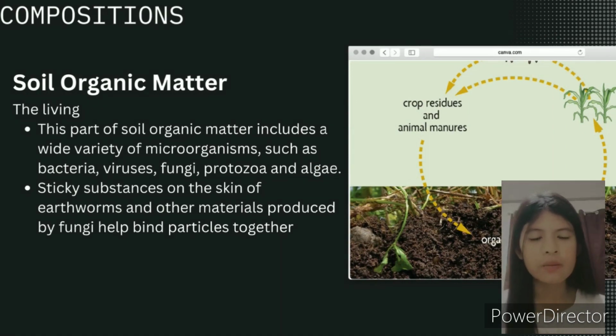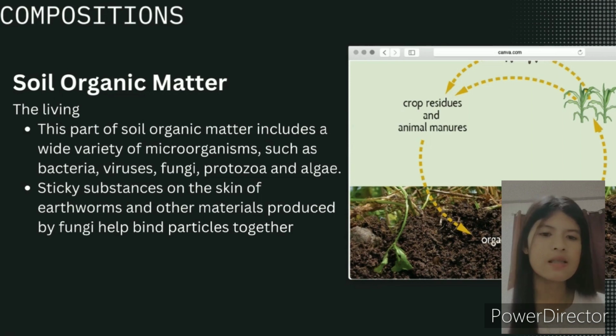Soil organic matter is composed of three things: the living, the dead, and the very dead. First, we have the living. This part of soil organic matter includes a wide variety of microorganisms such as bacteria, viruses, fungi, protozoa, and algae.